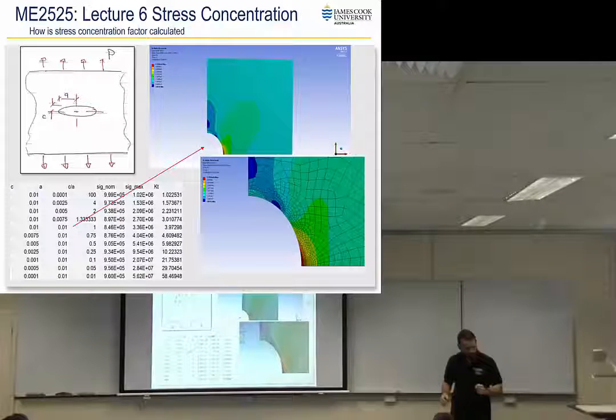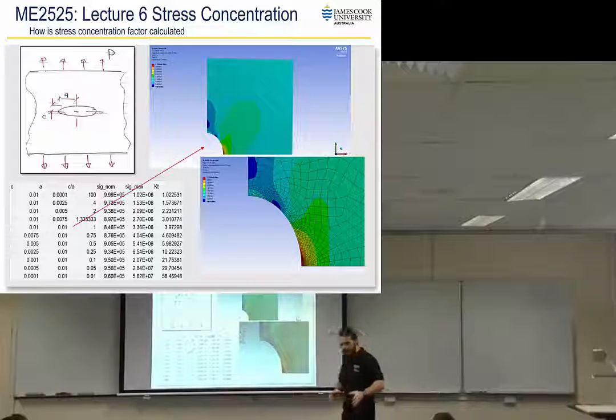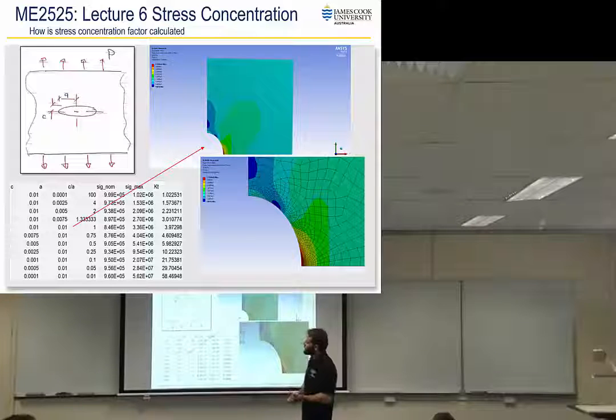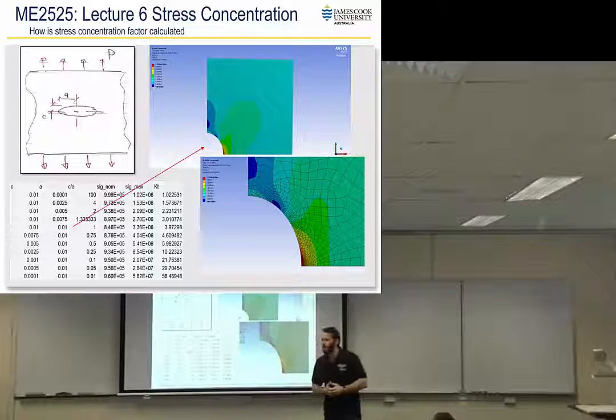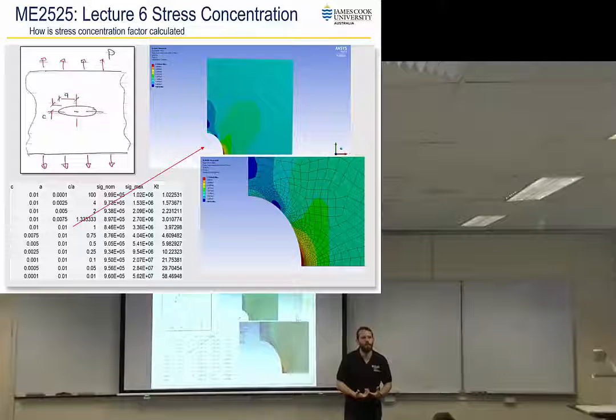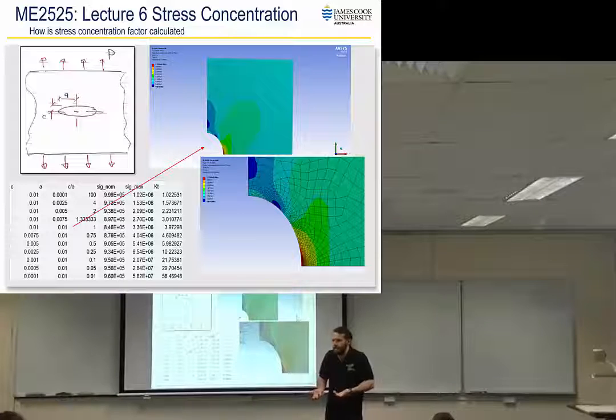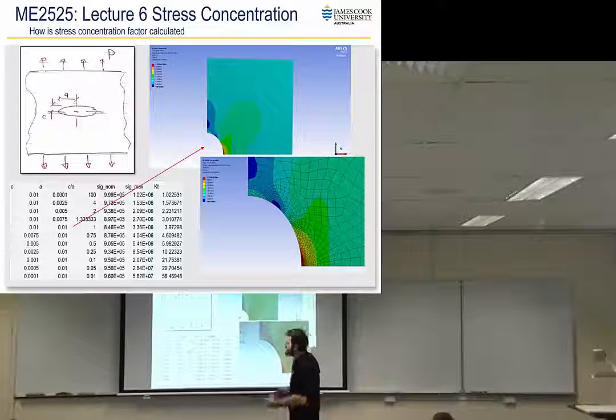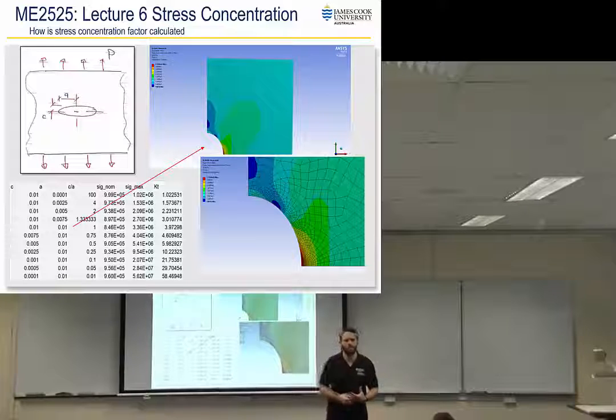Alright, so you've got a bunch of tables in your textbook, and what I wanted to do with these couple of slides is to show you how those tables have been calculated. Just as a bit of background, you're not going to need to do this. You can do this. I think one of the workshops in EG 3001, at least when I ran it, was to actually calculate stress concentration factors. But this is to show you how those tables have been calculated and what they mean.